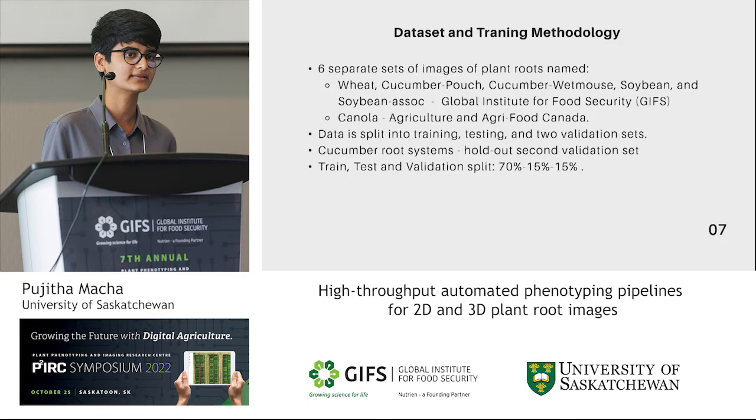Moving on to data sets. We use 6 different data sets to train and test the model. Out of which we have 2 sets of cucumber data sets, 2 sets of soybean, and 1 wheat data set. These 5 data sets are provided by Dr. Kochian's group at the Global Institute for Food Security. We also used canola images from Agriculture and Agri-Food Canada. The data is split into training, testing, and 2 validation sets. One of the cucumber data sets is excluded from training, testing, and the first validation set. This is done to later analyze how well the model generalizes to new data sets.